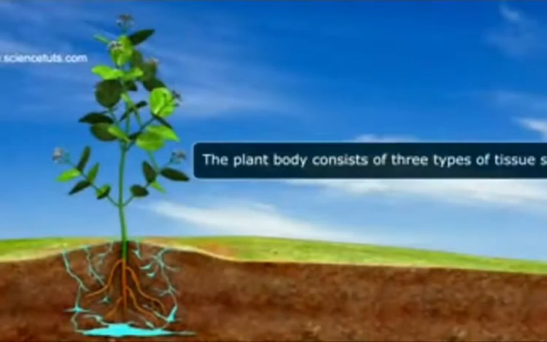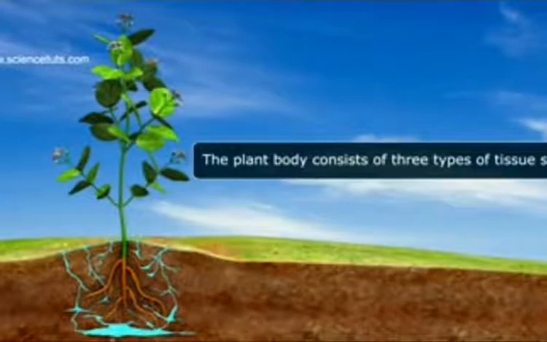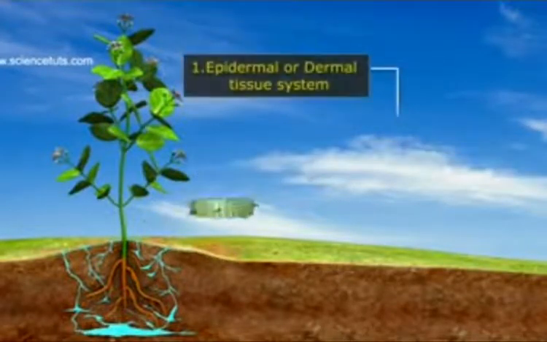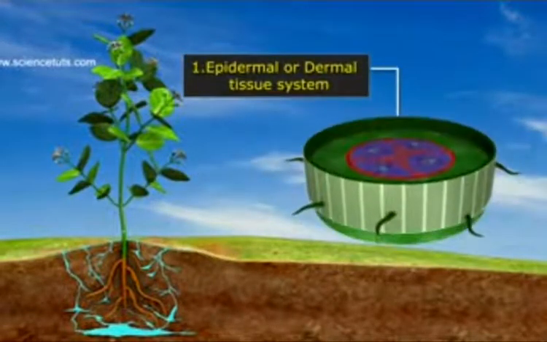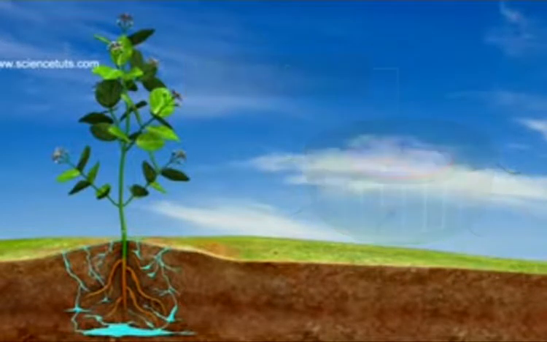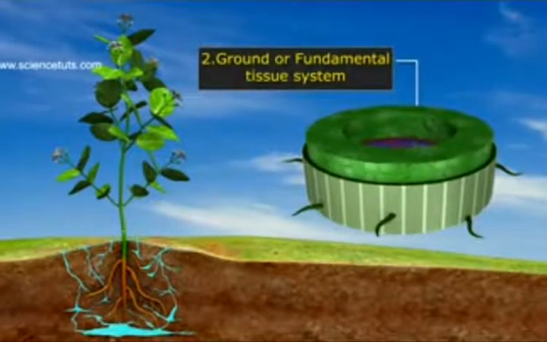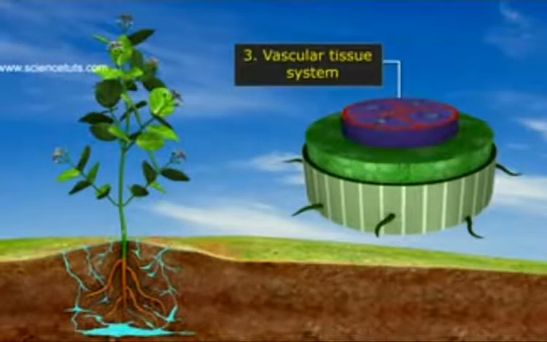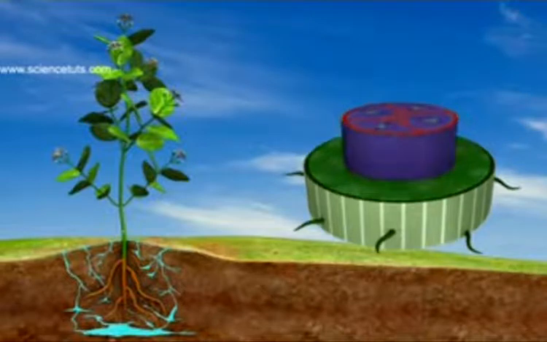Epidermal tissue in plant body. The plant body consists of three types of tissue system. First one is epidermal or dermal tissue system. Second one, ground or fundamental tissue system. And the third one is vascular tissue system.